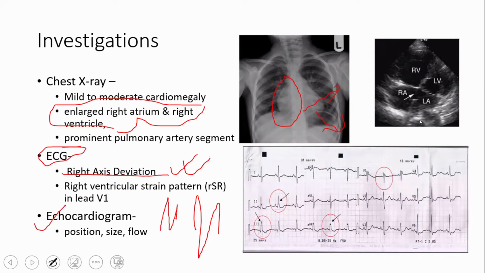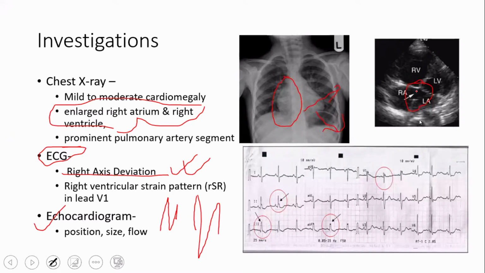We will know about the position of the defect. Okay, here is the defect. So there is a defect between the right atrium and left atrium. The echocardiographic position will be different from the anatomical position. So echocardiography we basically do to find out the position of the defect. If you have to remember: in chest X-ray there is cardiomegaly, right ventricular hypertrophy. In ECG also there will be features of right ventricular hypertrophy, and in case of echo, we will find out the position, size, and flow.